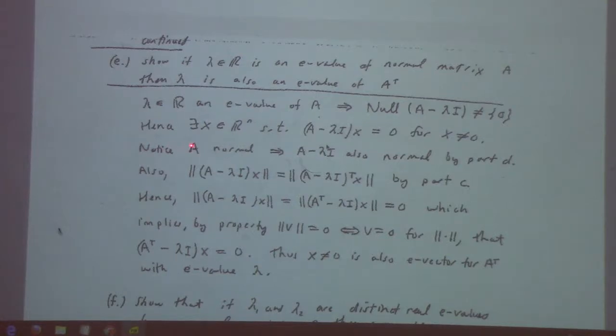But since A is normal, that means A minus lambda I is also normal by part D, which means that we also have that the norm of (A minus lambda I)x is equal to the norm of (A transpose minus lambda I)x, by part C, which then means that this is equal to 0, which is to say the only way we can have a vector, sorry, what's wrong with me?